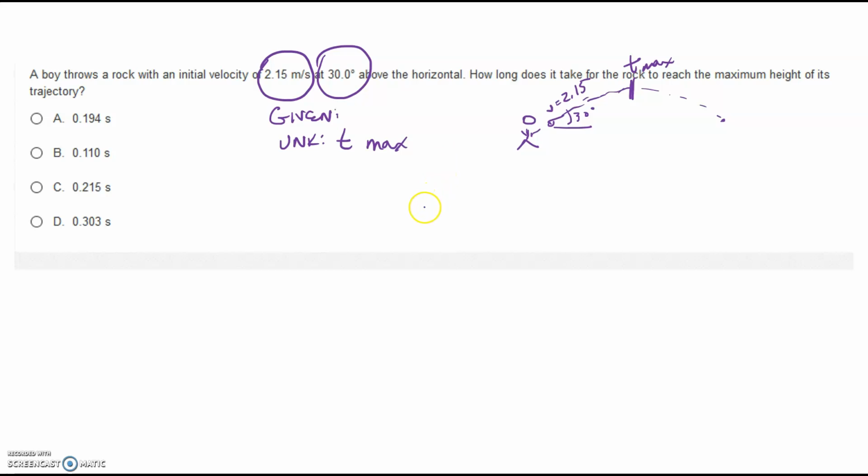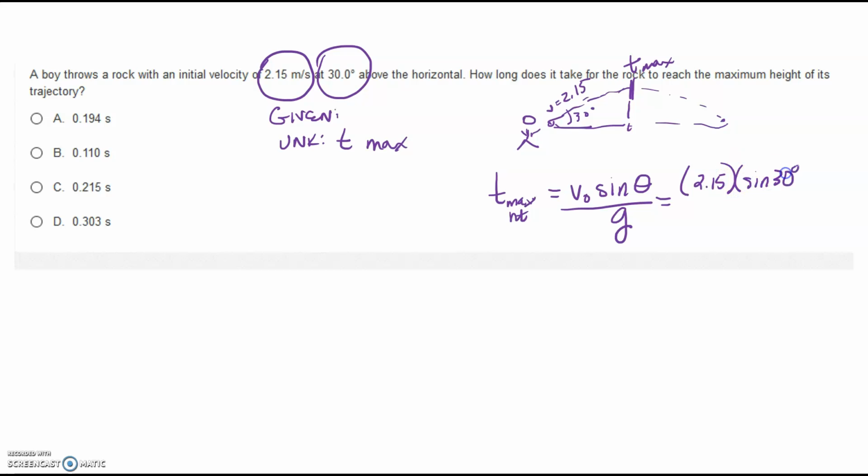And there's a formula in your lesson that says to find this time to max height, because this is a special time when the velocity in the y direction is 0. This time to max height is equal to initial velocity times the sine of theta over gravity. So we have initial velocity, which is 2.15, times the sine of 30 over 9.81. And I got the answer which is closest to this. All right, that's the last one. Let me know if you have any questions.